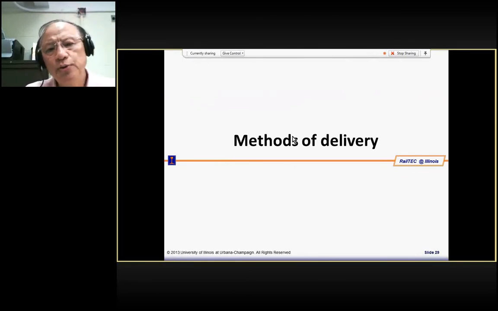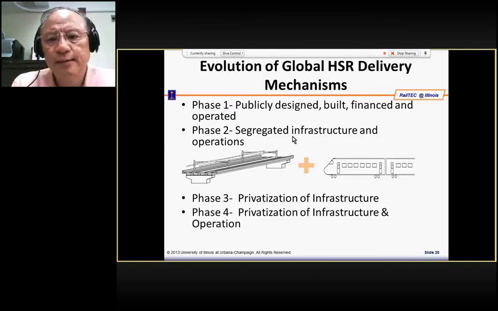you have to look into the method of how to deliver it.